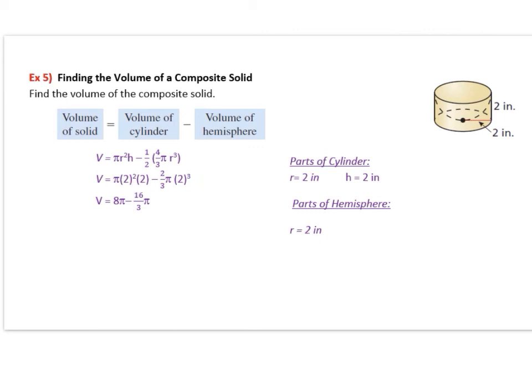So we'll work these out in order. You have 2 squared, which is 4. 4 times 2 is 8, which is where this 8 came from. So you have 8 pi for the volume of the cylinder. Work out separately the volume of the hemisphere. So 2 cubed is 8. And then 8 times 2/3 is 16/3. Again, leave pi in your answer. And then 8 minus 16/3 combines to be 8/3. Again, leave pi in your answer to be exact. So our exact volume of this composite is 8/3 pi inches cubed. Then you can type this in the calculator, and the approximate volume is 8.378 inches cubed.